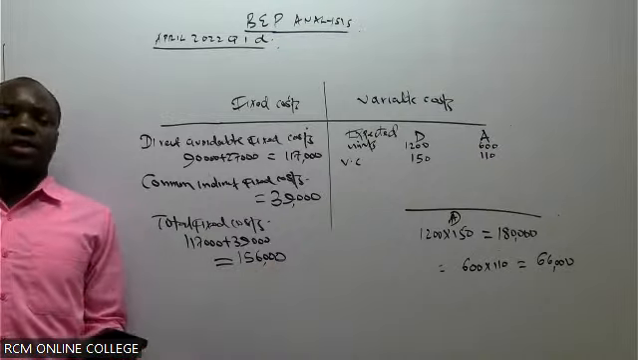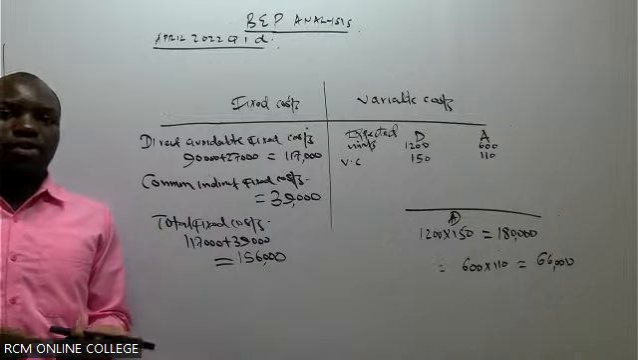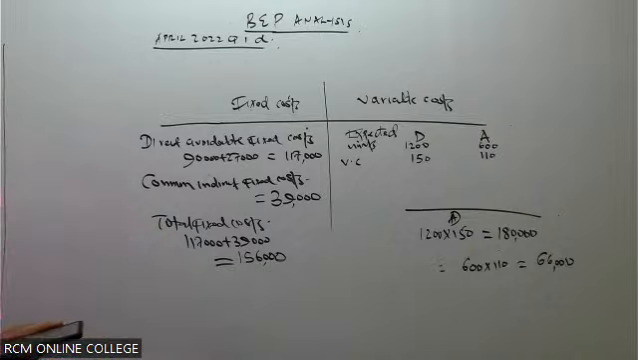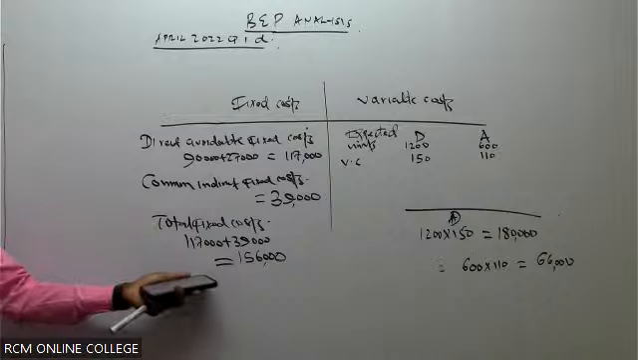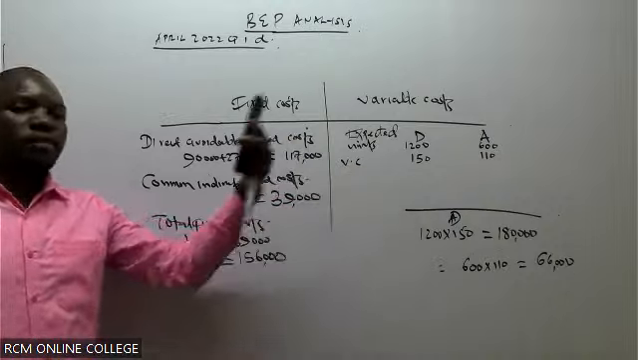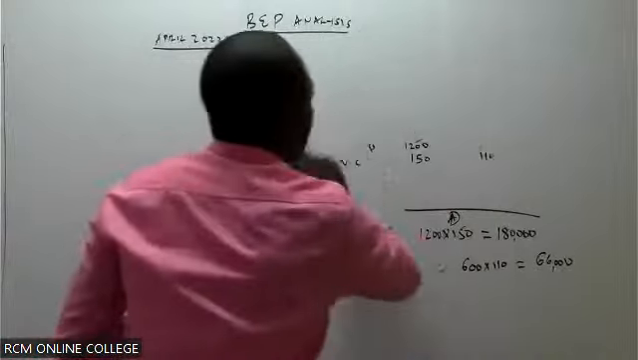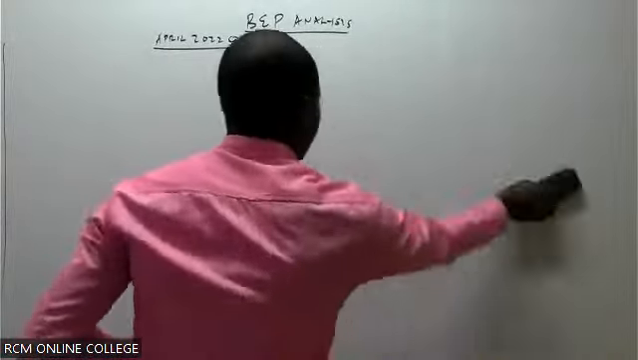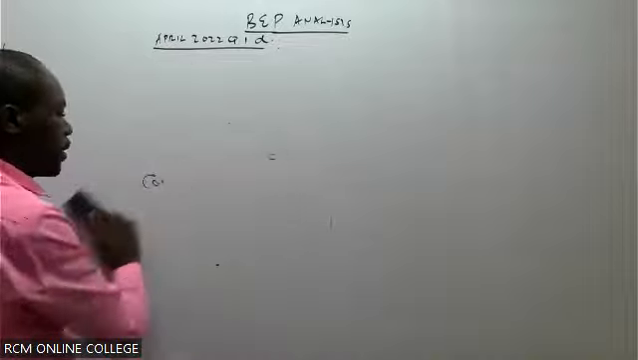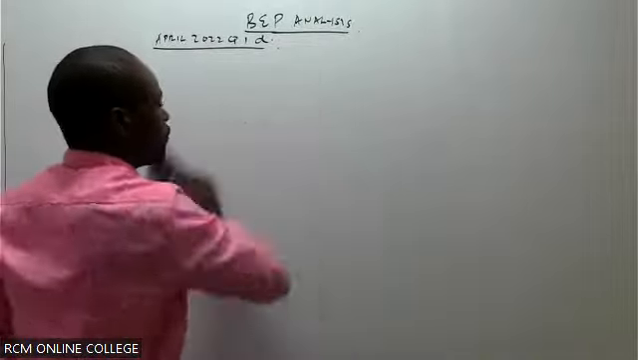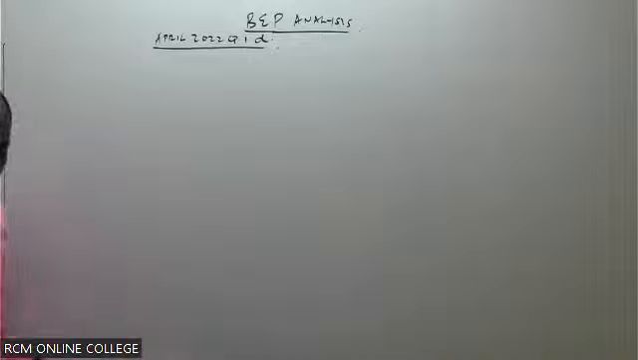156,000. So that's the total fixed cost which we are required to have. It means once you have the total fixed cost, the variable cost, and the selling price per unit, we can go ahead and get our break-even point. We can calculate our break-even point for multiple products.